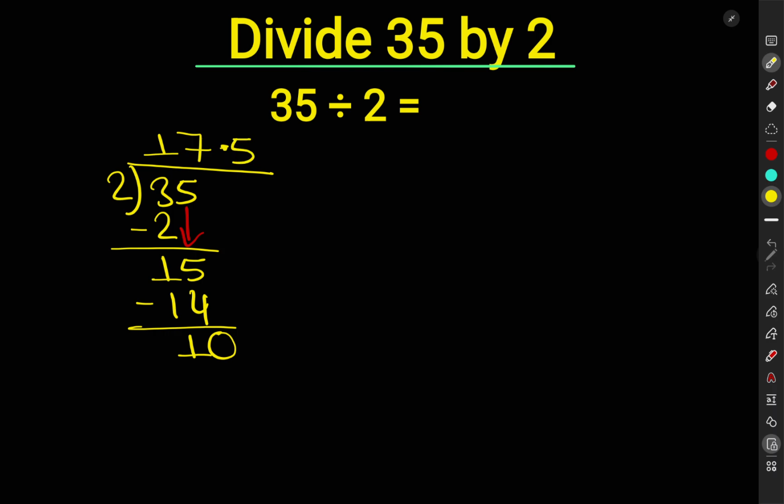So 2 times 5 means 10. On subtracting we get 0. So 35 divided by 2 we get 17.5.